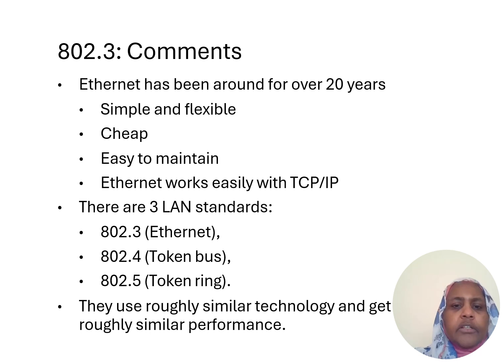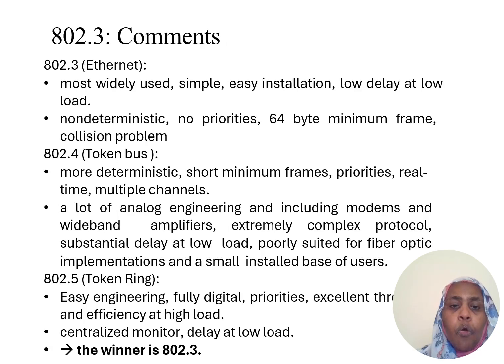There are 3 LAN standards, 802.3, .4, and .5: Ethernet, token bus, and token ring. They roughly have similar technology, and they roughly get similar performance. But when comparing them, Ethernet is the most widely used, simple, easy installation, low delay at low load, but it's non-deterministic. There are no priorities, and the minimum frame is 64 bytes, and it has collision problems.